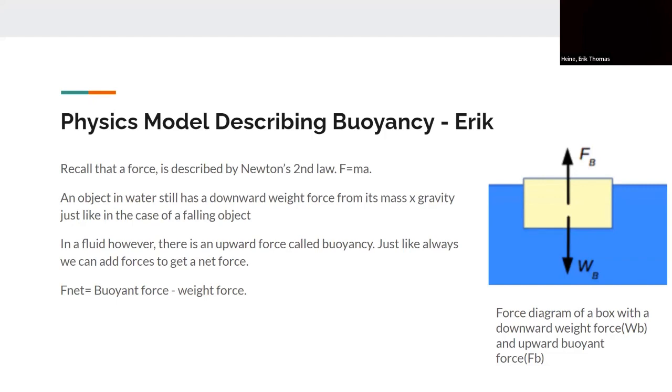Just like always, we know that the net force is the sum of forces. So for a situation where an object experiences buoyancy, the buoyant net force would be equal to buoyant force minus the weight force. Notice that we're not adding, and the weight side is subtracted because it's in the opposite direction of the buoyant force.